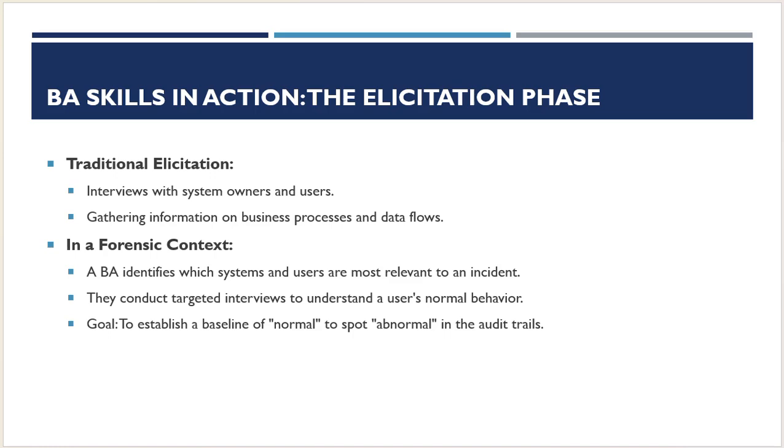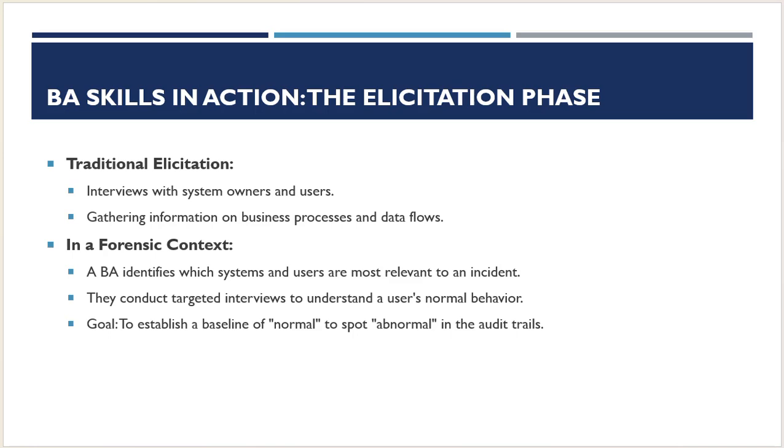The BA skills in action in the initiation phase. These are the phases the BA will implement. In the traditional initial steps, they interact with the system owners, the users who are using the system, and the project sponsor, gathering information on the business process and data flow: how the data will flow, where the data sources are, and where the data destination is. That level of understanding the business analyst should have, including how the schema and the entity relationship diagram will look.